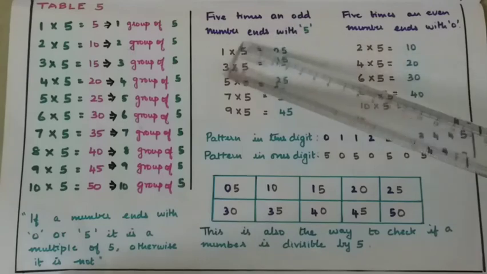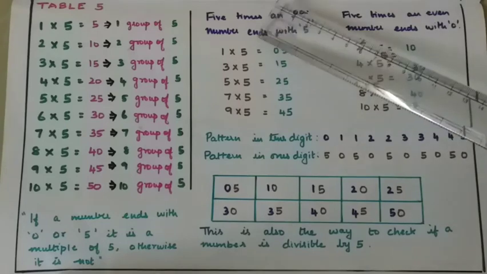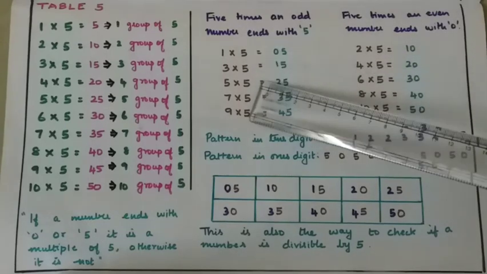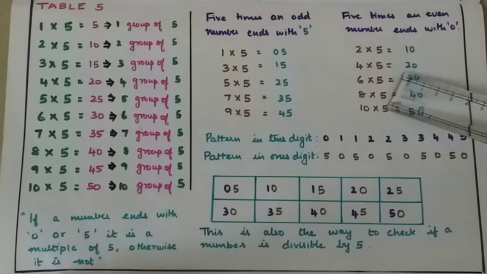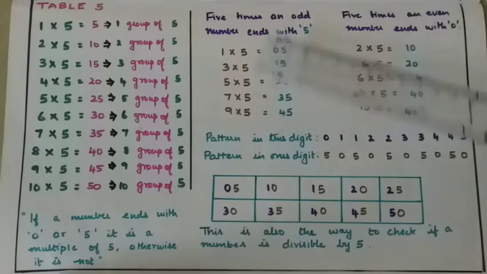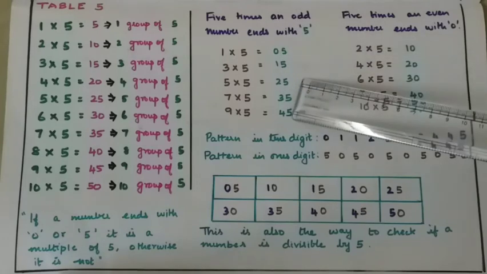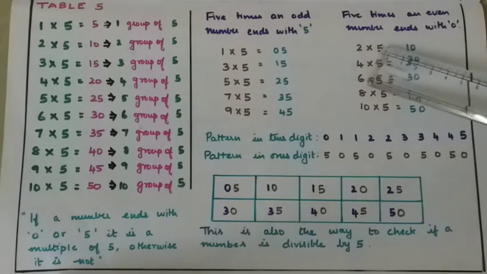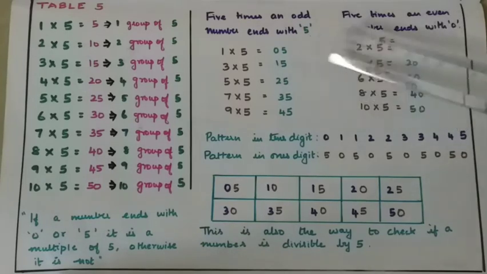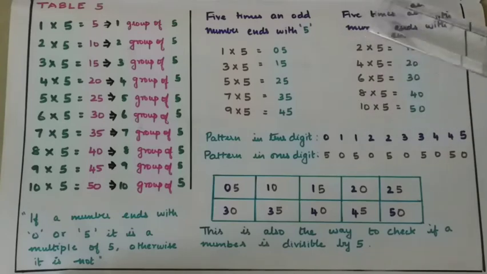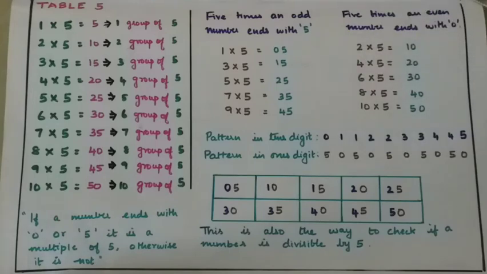5 times an odd number ends with 5 and 5 times an even number ends with 0. So if you look at these 5 rows, 5 is being multiplied by an odd number, and if you look here, 5 is being multiplied by an even number. Whenever 5 is being multiplied by an odd number, the result we obtain is going to end with 5, and whenever you multiply 5 with an even number, the result is going to end in 0. So if you just split table 5 into 2 parts, with each part having even and odd numbers, your child will have a clear idea of remembering table 5.